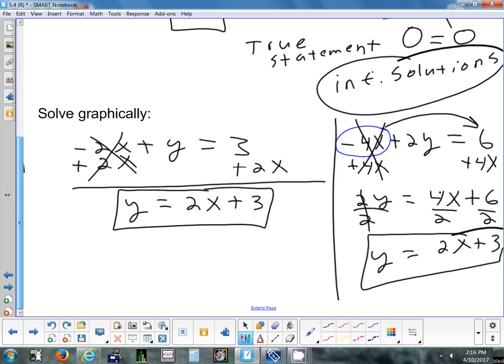Look what we got. The two equations we were solving are really the exact same thing. What does that mean again? If the two equations are the same line, which means how many solutions? No, one is when they cross. Infinite.